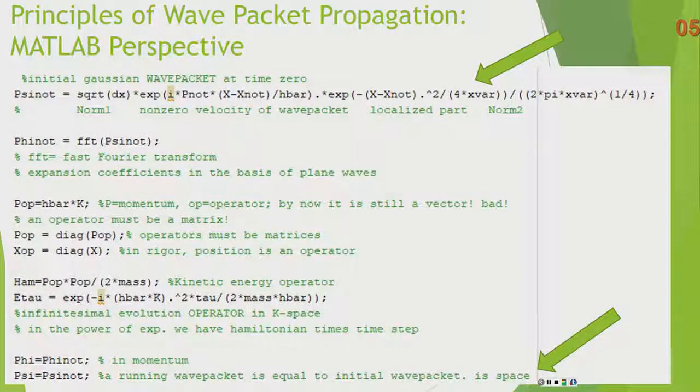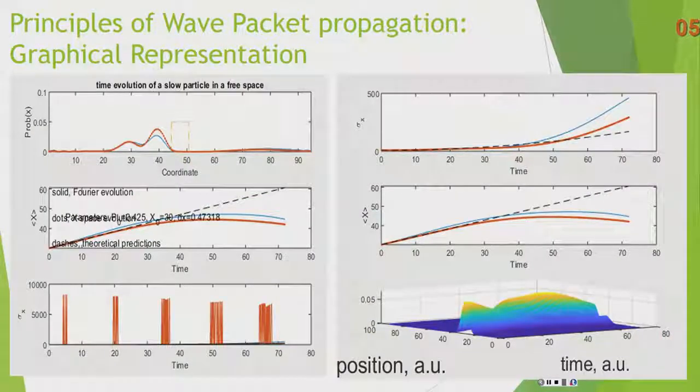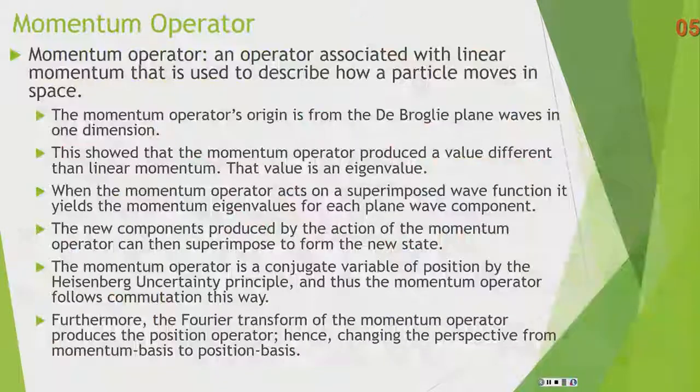And so in MATLAB, simply we have these two lines of code that derive the wave packet. And then this is just a graphical representation of kind of what happens over time as the wave function does accumulate phase. So time evolution of a slow particle in free space, the position over time, just some graphical representations of what happens to the wave packet.